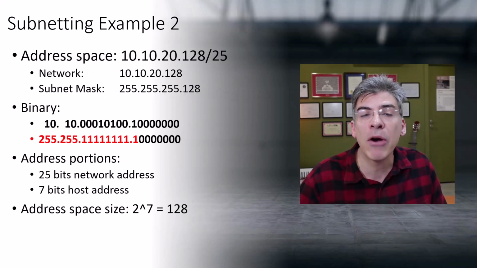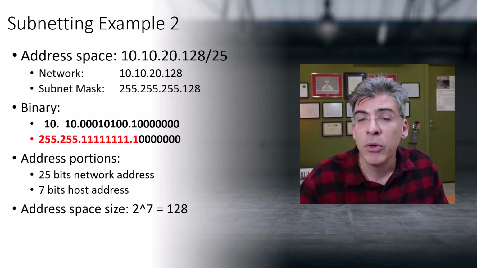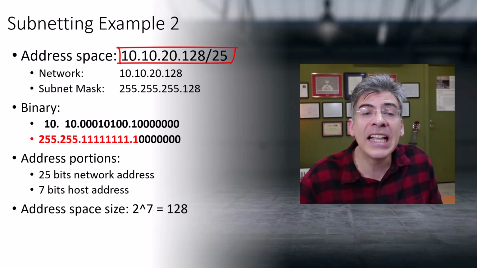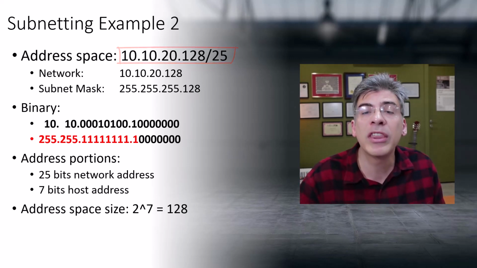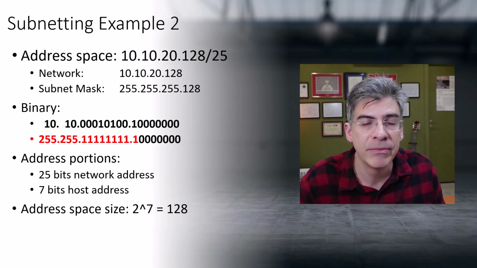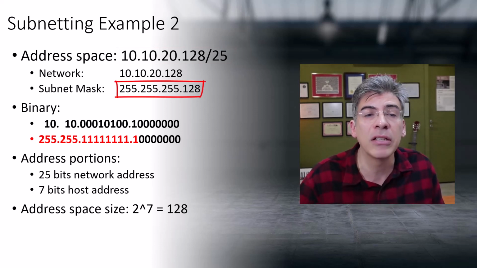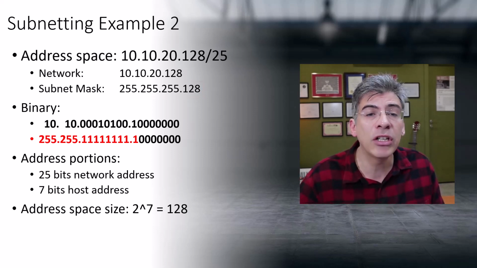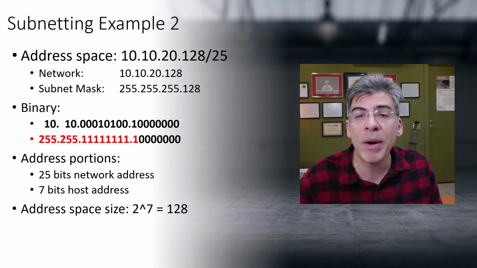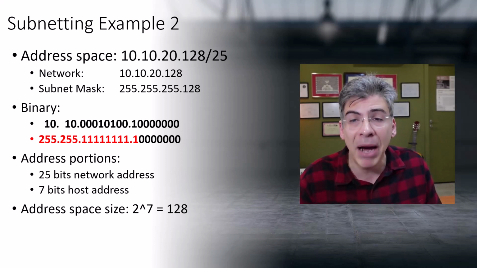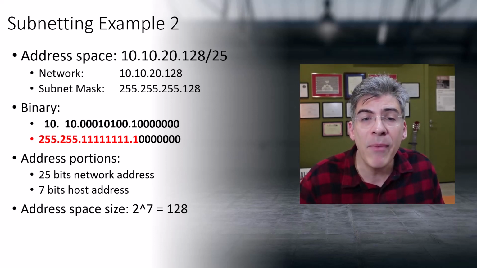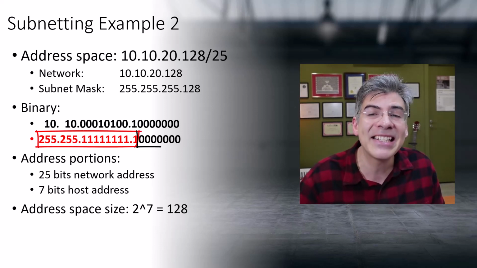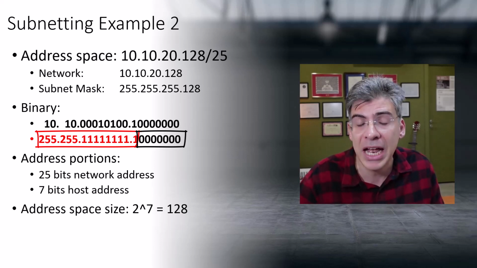Now let's take a look at our original address space that we were given, which is 10.10.20.128/25. And let's take a look at this address range with the full subnet mask written out. The subnet mask is 255.255.255.128. Now let's take a look at this again, but this time we'll represent the last 2 octets in binary. We can see that with this subnet mask, we reserve 25 bits for the network address, and it's the last 7 bits that are defined as the host addresses.